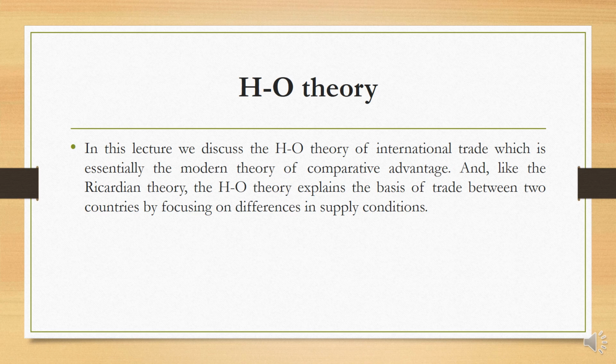In this lecture, we discuss the HO theory of international trade, which is essentially the modern theory of comparative advantage. And like the Ricardian theory, the HO theory explains the basis of trade between two countries by focusing on the differences in supply conditions.